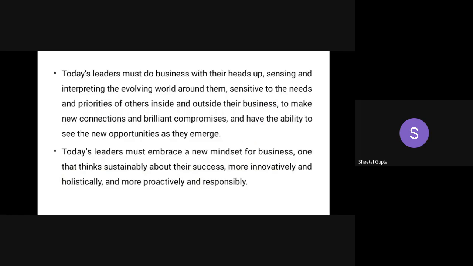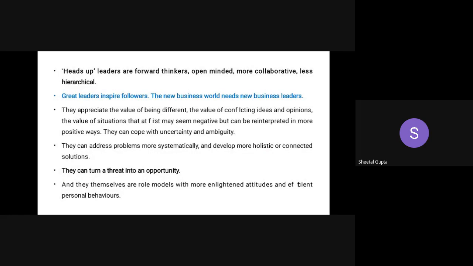Inspiring leadership means, my dear, that what we have to see, we have to find the people who are forward thinkers, who are open-minded, more collaborative, more ready to pay for the research, clear, more ready to pay for the environment. They are ready to pay if they do anything wrong, if they harm the society, clear, if they harm the environment, if they harm the soil, if they harm the air, if they harm the water, clear. They are embracing a new mindset, clear, they are thinking more about sustainability, more innovatively, more holistically, clear, they are more responsible, more proactive, they are not active, they are proactive, that if this wrong happens tomorrow, what we have to do, clear.